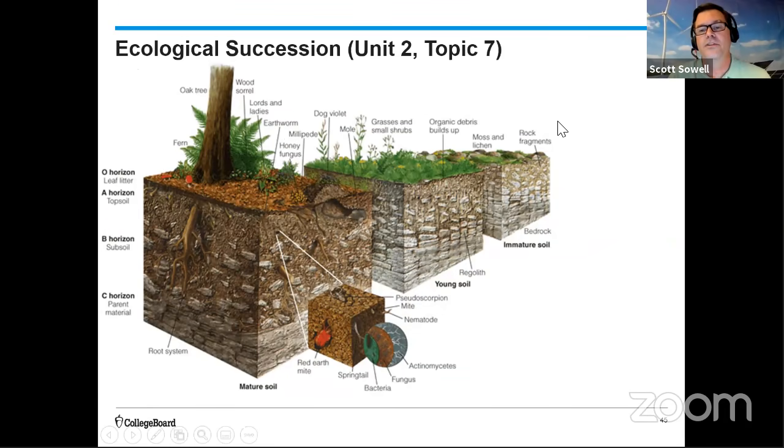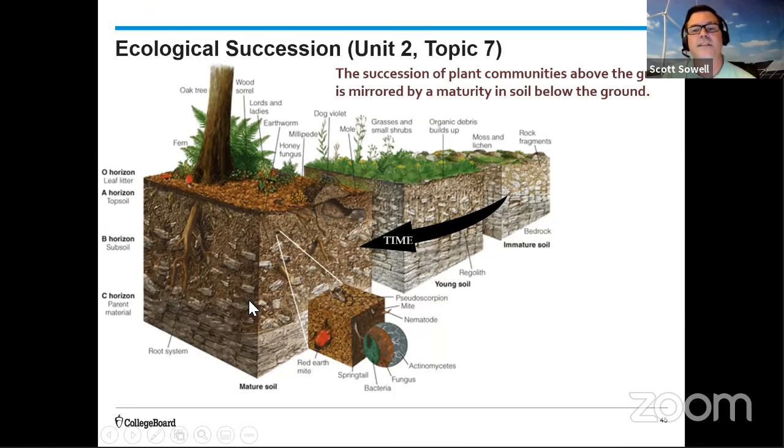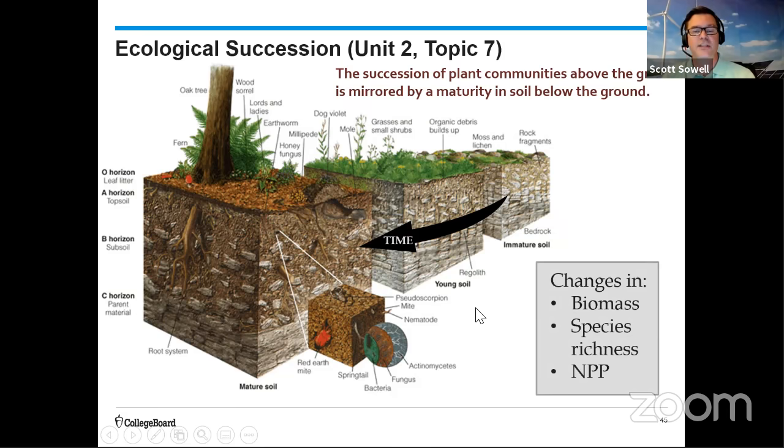So we start over here with just bare rock, and over time, we get to this forest community that has a really biodiverse, species-rich ecosystem. So the succession of plant communities above the ground is kind of mirrored by the soil development below the ground. We can see the soil going from non-existent to all of these horizons, a very rich and developed, mature soil profile. So over time, we can see changes in biomass. Clearly, there's much more living stuff in late successional communities. Species richness, vastly different from what we saw here in primary succession.